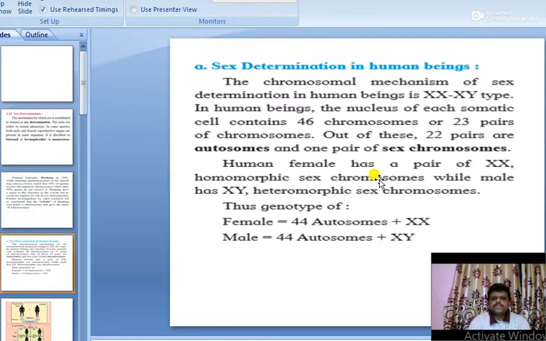The human female has a pair of XX chromosomes. Both chromosomes are the same, so they are called homomorphic sex chromosomes. While in males these are X and Y, so these are called heteromorphic sex chromosomes. Thus the genotype of the female is 44 autosomes and XX sex chromosomes, so the total number is 46. In males, there are 44 autosomes and X and Y sex chromosomes. Again, the total number is the same, that is 46 chromosomes.